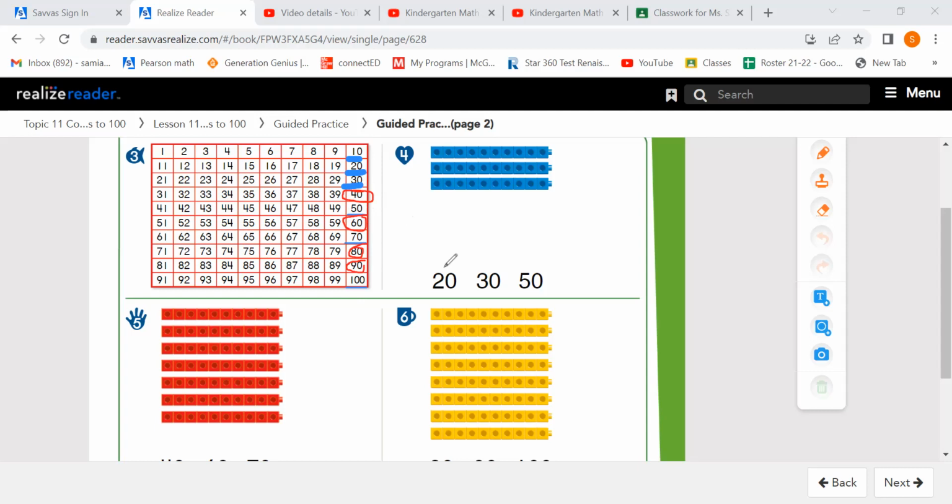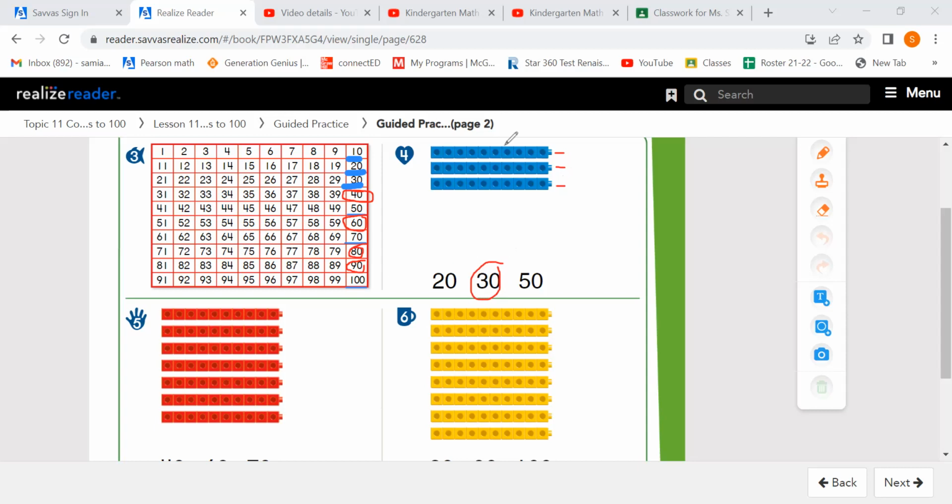All right, number 4, count the cubes by tens and then draw a circle around the number that tells how many. So we're going to count these 3 cubes by tens. 10, 20, 30. And here's 30.